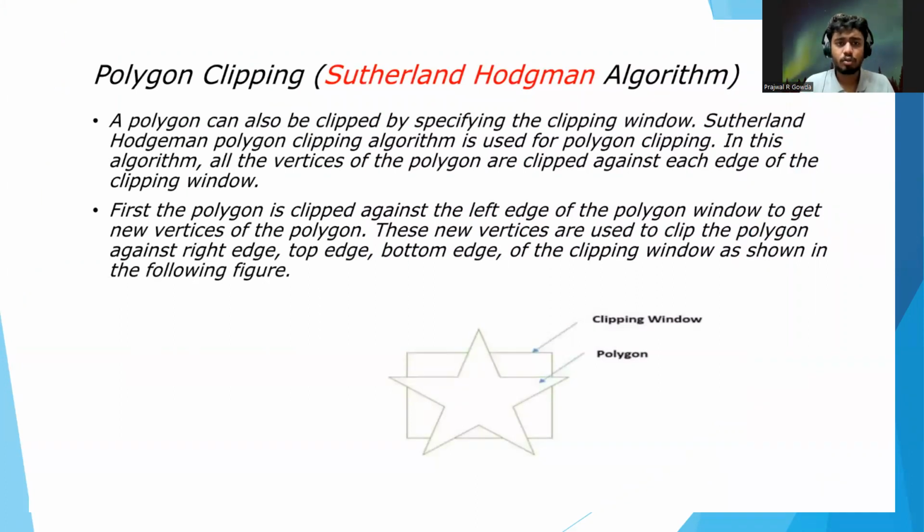A polygon can also be clipped by specifying the clipping window. The Sutherland Hodgman polygon clipping algorithm is used for polygon clipping. In this algorithm, all the vertices of a polygon are clipped against each edge of the clipping window. First, the polygon is clipped against the left edge of the clipping window to get new vertices of the polygon. These new vertices are used to clip against the right edge, top edge, and bottom edge of the clipping window, as shown in the following figure.